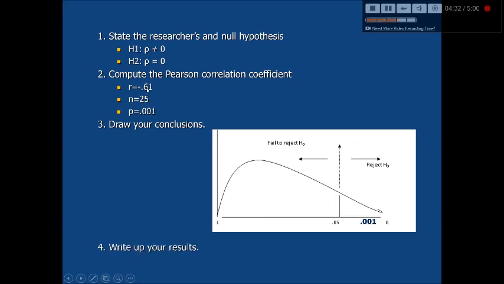The last thing we need to do is write up our results, and again we can get the sample language for writing up our results in the Cronk text under the section on correlation, association, and prediction. Specifically the section on the Pearson correlation coefficient.